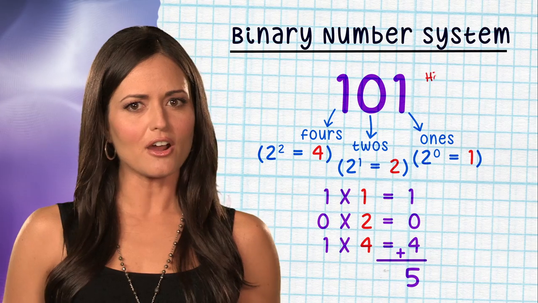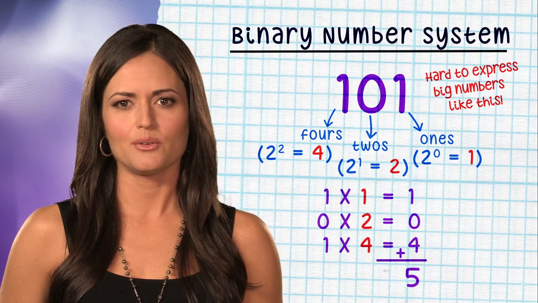Of course, it's a lot harder to express big numbers this way. You need a lot more digits. So if it's that inefficient, why do computers use it? Well, it's how they store and relay information. Because the core of computers is just electronics, after all. And for any given pathway on a circuit board, you gotta admit, either a current is flowing or it's not.